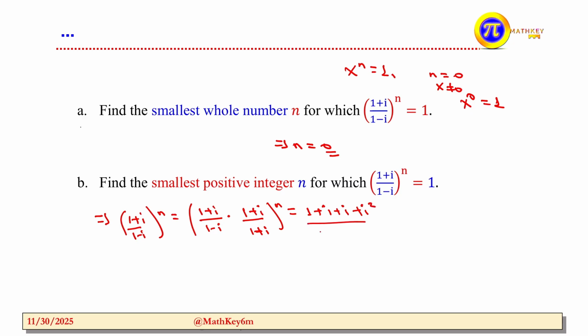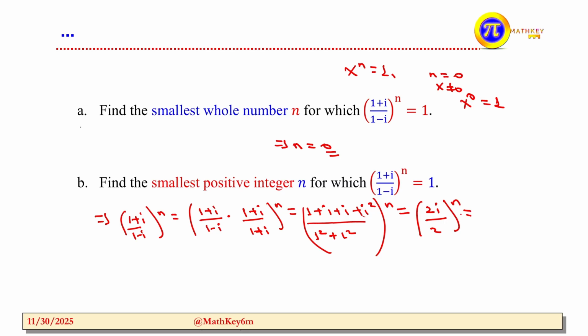Divided by, the denominator becomes the square of the real part, that is 1, plus the square of the imaginary part, that is 1 squared, the whole to the power of n. So 1 plus i squared means this is negative 1. 1 minus 1 is 0. Then i plus i is twice i, divided by 1 plus 1, that is 2, to the power of n.